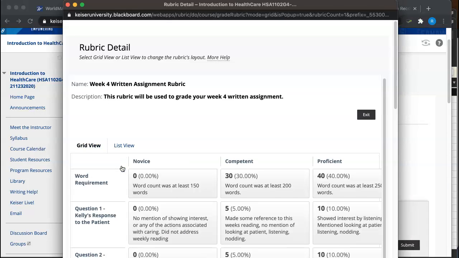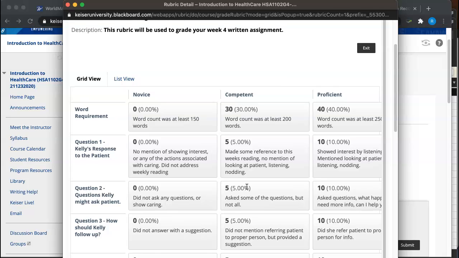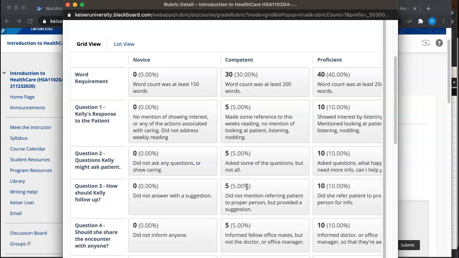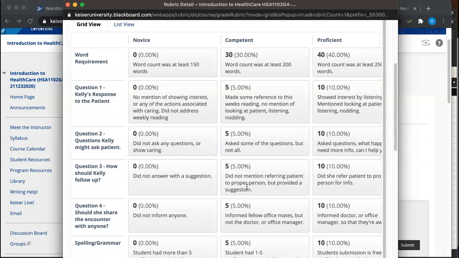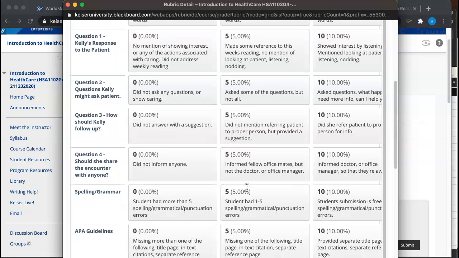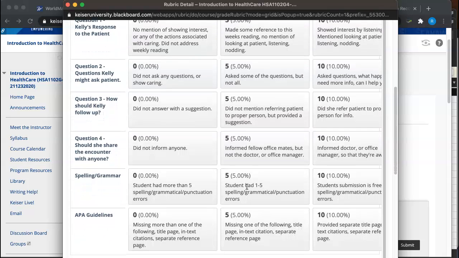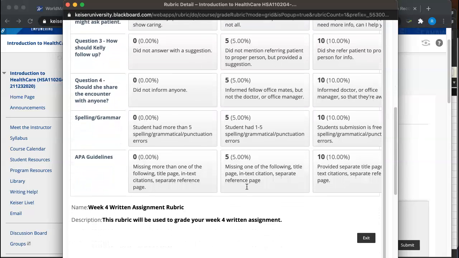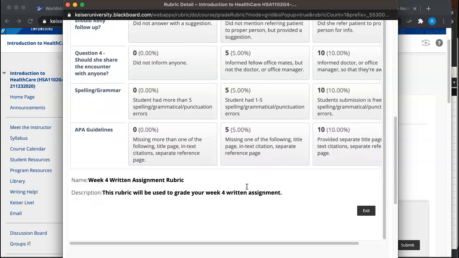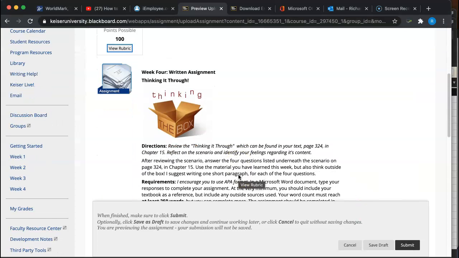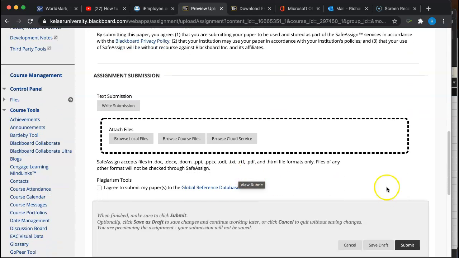So I will be looking at: did you provide 250 words? Did you answer Kelly's response to the patient? Question Kelly might ask the patient. How should Kelly follow up? Should she share the encounter with anyone? Spelling and grammar, APA, all of these things. So you can take time to look at that yourself.